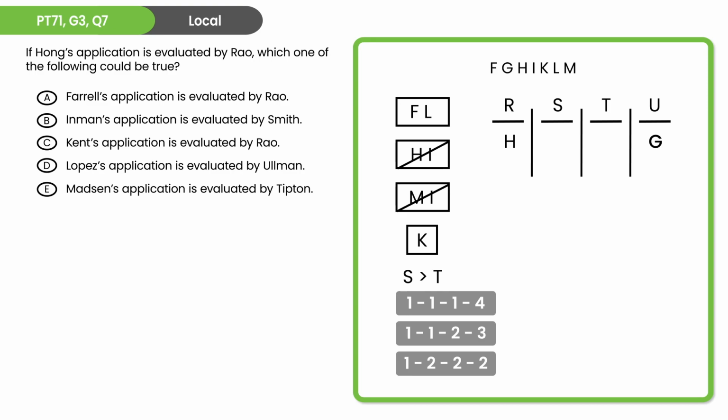You can't put it in S because there needs to be more S's than T's, so that means that K has to go to T. Well, now we've got F, L, M, and I left over. Well, F and L will be together. M and I can't be together.